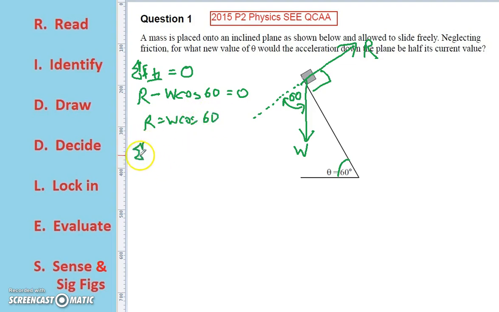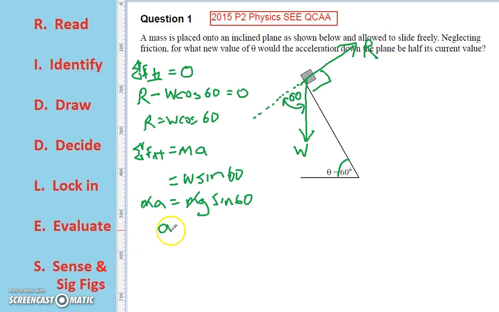Now I can also sum my forces parallel to the plane. When you sum the forces parallel to the plane, that's the direction in which the block is going to slide. So that will be the resultant force on it, which will be mass times acceleration. The only part of the force which is acting down the plane is the component of the weight force which is parallel to the plane, which is W sine 60. Therefore, equating these, MA equals weight, which is mg, multiplied by sine of 60. I can cancel out my masses. So therefore my acceleration is g, which is 9.8, multiplied by the sine of 60.